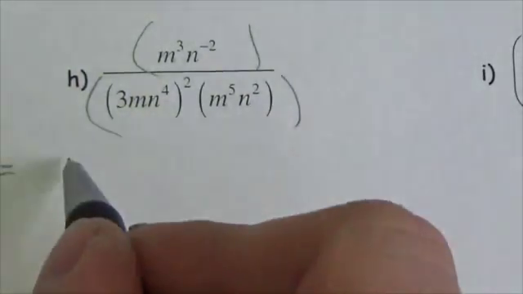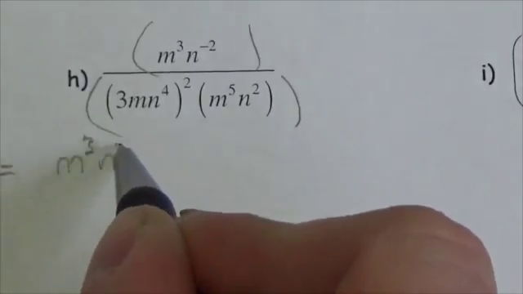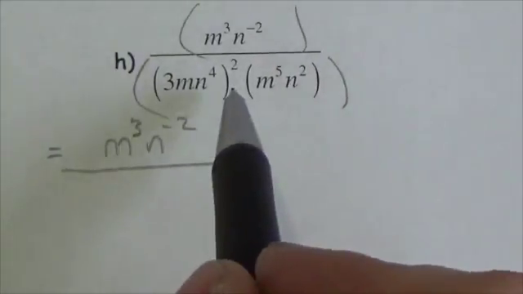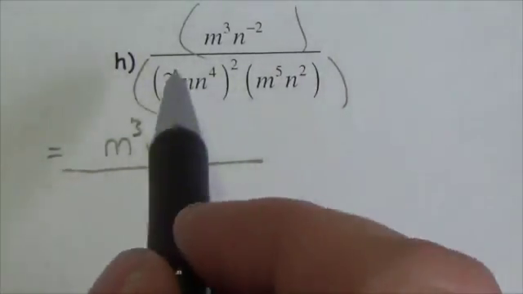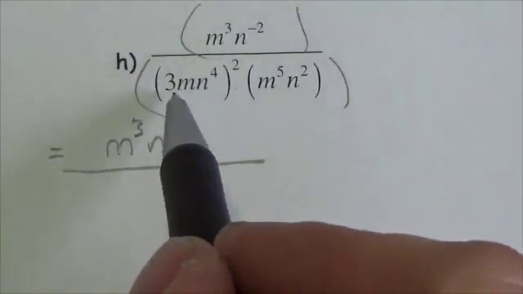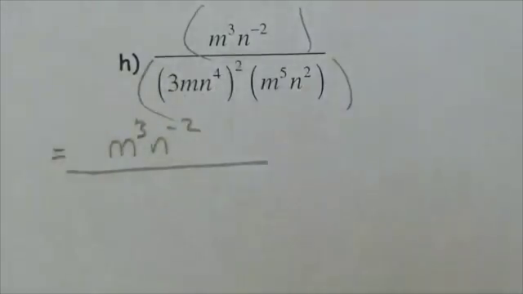And so now, there's nothing much I can do in the numerator here. It'll be m cubed n to the negative 2. But in the denominator, there is some stuff I can do. I'm going to multiply these two together, but what I've got to do first is simplify what's in the parentheses here. But I really can't. This is 3m n to the 4. Well, there's nothing that's like.